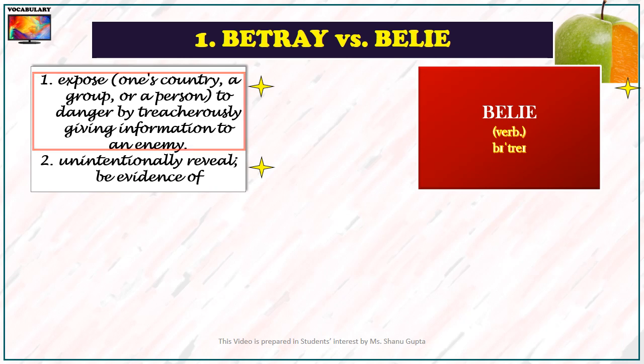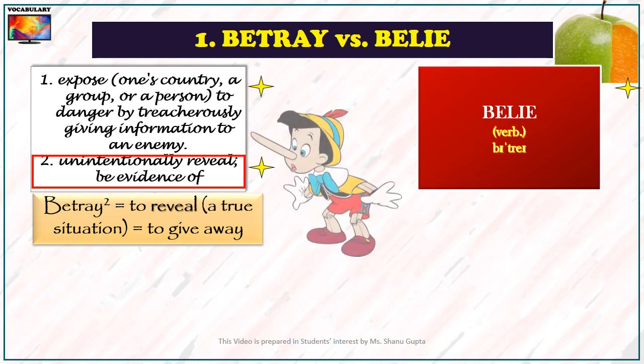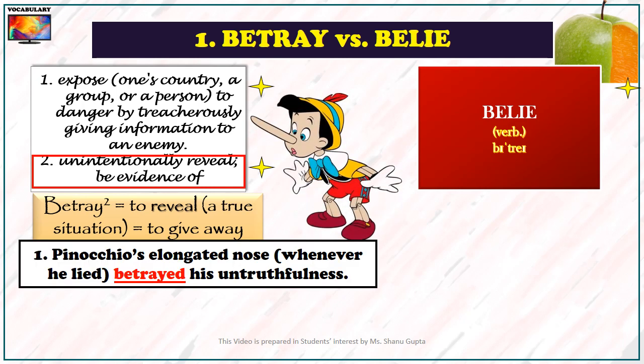The second meaning in which this word is used is to unintentionally reveal or be evidence of a situation. For instance, have you heard the story of Pinocchio? Pinocchio's elongated nose, whenever he lied, betrayed his untruthfulness. The moment his nose got elongated, it used to reveal the fact that Pinocchio had been lying. It is this second meaning of betray because of which it is often confused with belie.